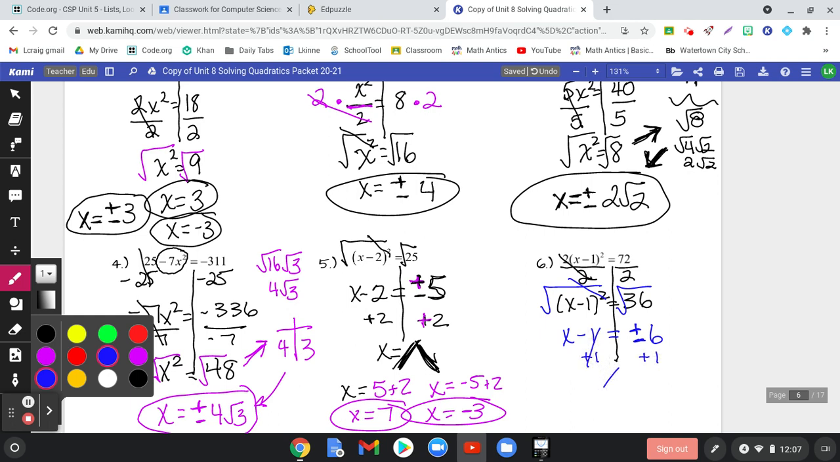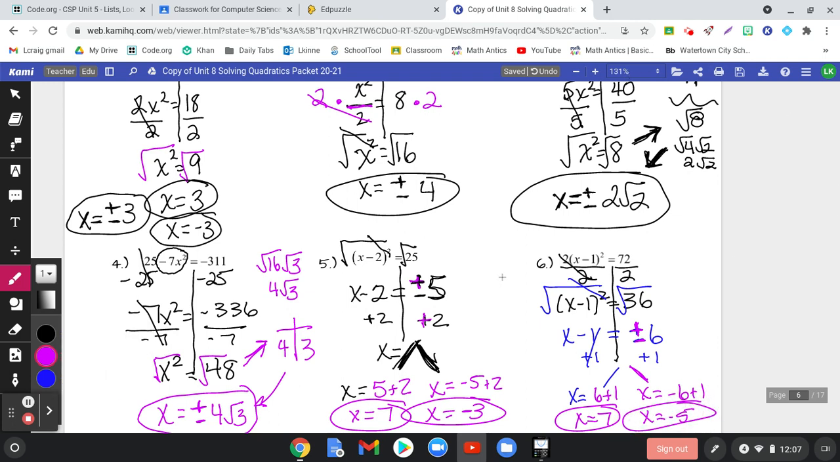So I'm left with x equals positive 6 plus 1. So x equals 7. And then I'm left with negative 6 plus 1. So x equals -5. Okay.